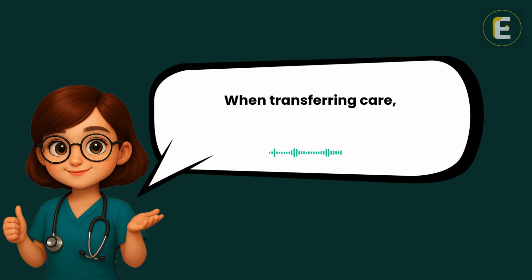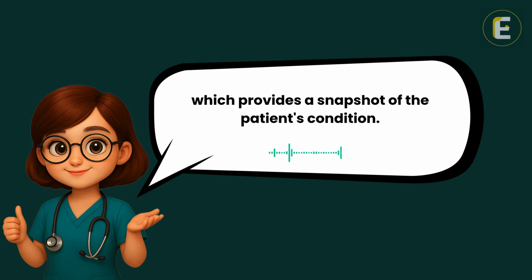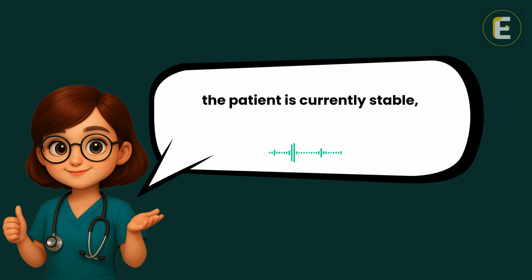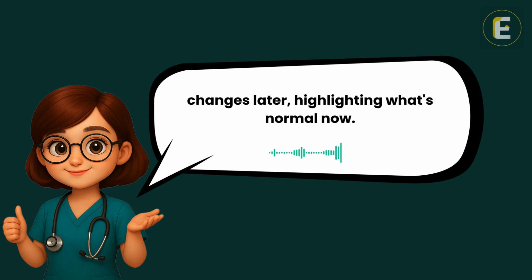recommendation. When transferring care, focus on summarizing current status, which provides a snapshot of the patient's condition. For example, the patient is currently stable, afebrile, with all vital signs within normal limits. Oxygen saturation is 97% on room air. This succinct status summary provides a baseline for comparison if the patient's condition changes later, highlighting what's normal now.